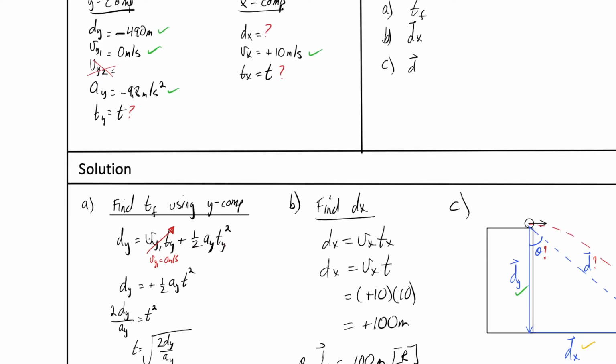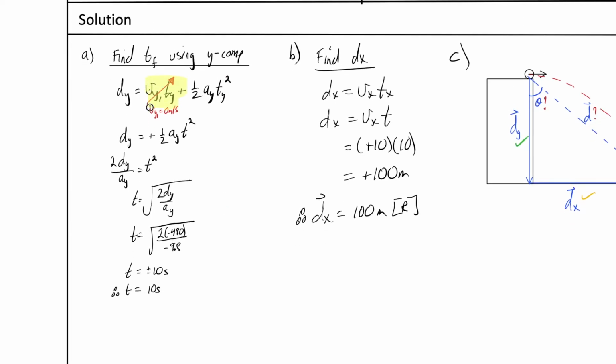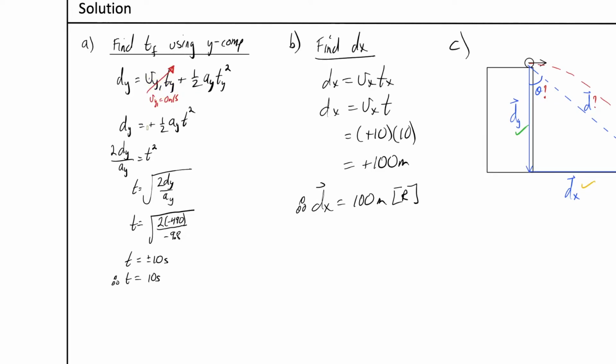plus 1/2 Ayt squared. Now, notice this term cancels out. The reason why it cancels out is because our Vy1 is 0 meters per second, and anything multiplied by 0 is 0. So our equation then reduces down to dy is equal to positive 1/2 Ayt squared. Rearranging for time, we get time is equal to the square root of 2 dy over ay.